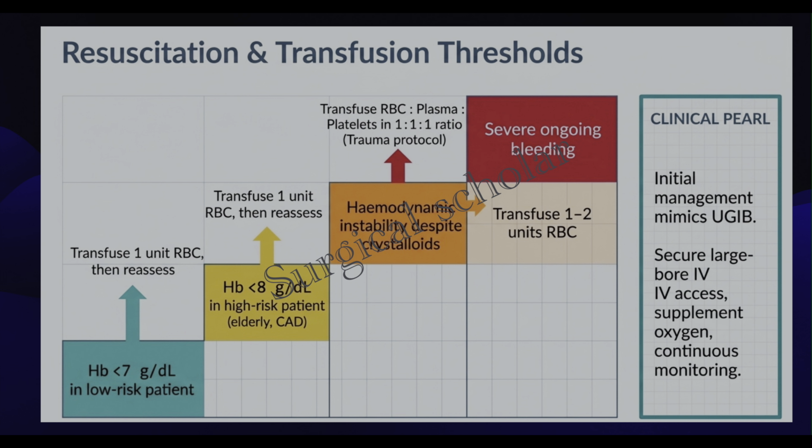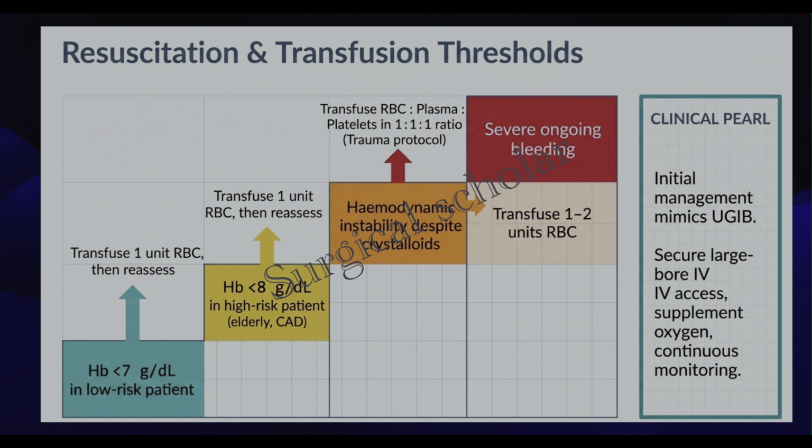If Hb is less than 7, it is low risk. Transfuse 1 unit of RBC and then reassess. If Hb is less than 8, then it is a high risk patient, elderly or with coronary artery disease. Transfuse 1 unit RBC and then reassess. Transfuse RBC, plasma, platelets in 1:1:1 ratio and follow the trauma protocol in hemodynamically unstable patients despite administration of crystalloids. In severe ongoing bleeding, transfuse 1 to 2 units of RBCs.